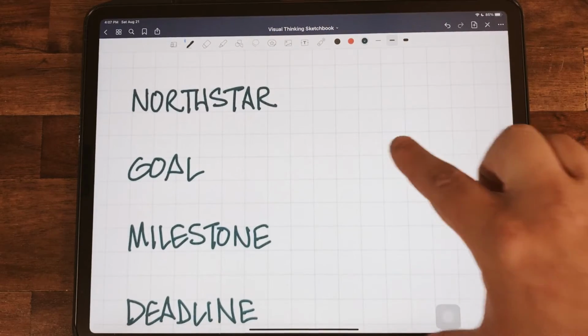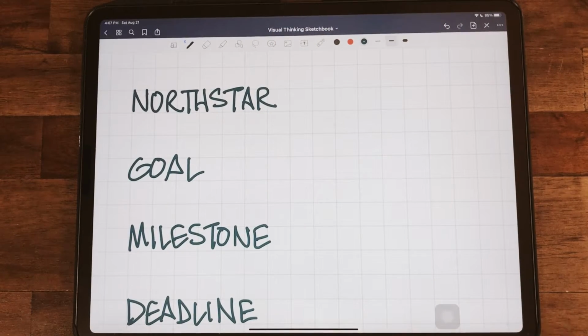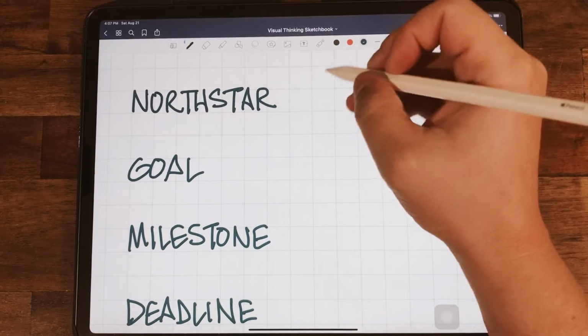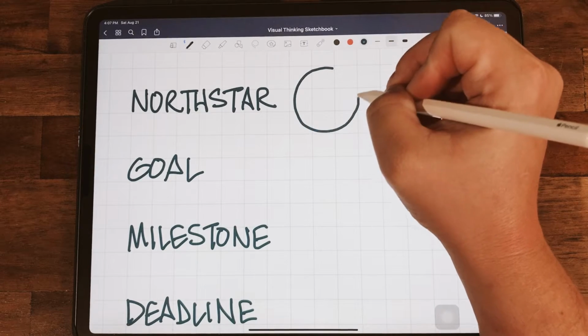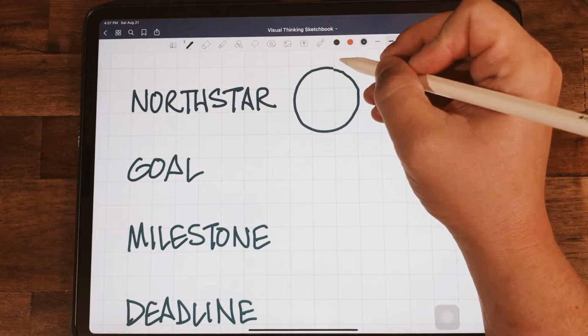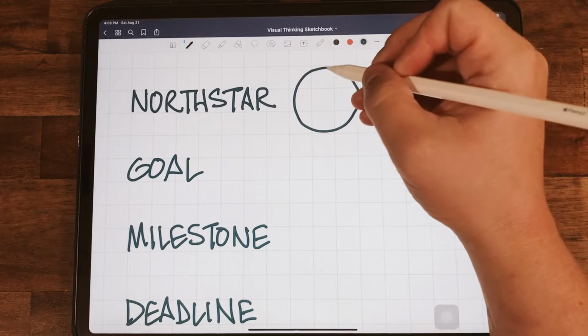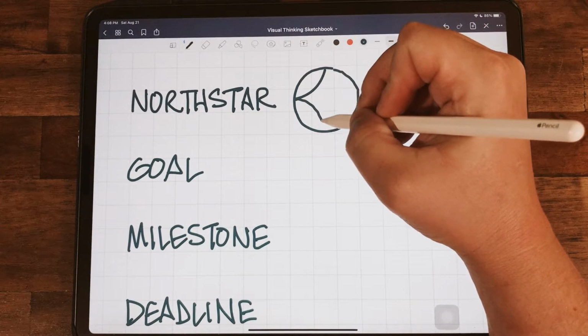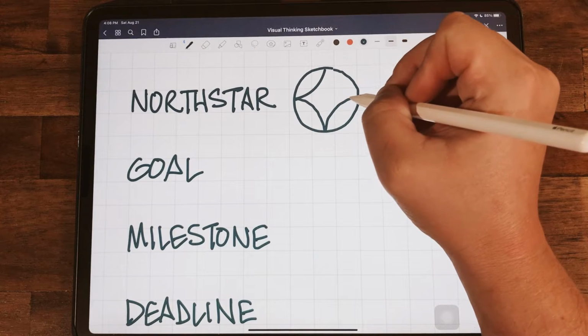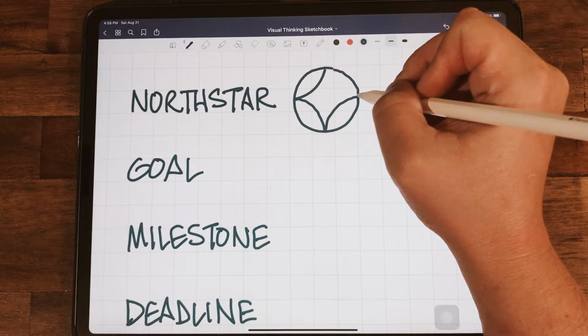Here we go. The North Star is the purpose behind your company or a big project. We're going to start with a circle, and then inside that, we're going to draw a four-sided star, like a compass rose, by drawing quarter circles from top to the left, down to the bottom, up to the right, and then back to the top.